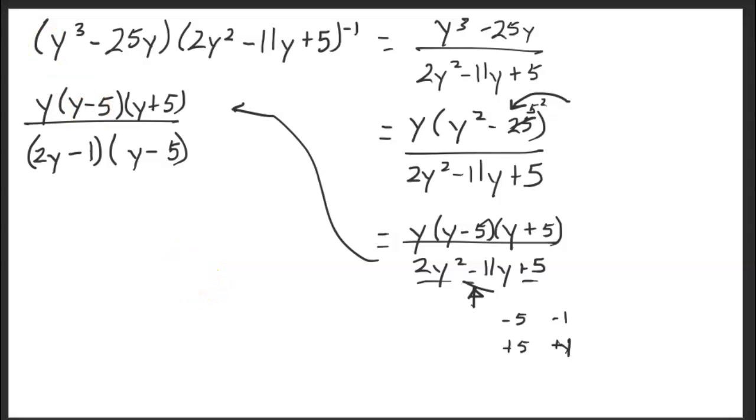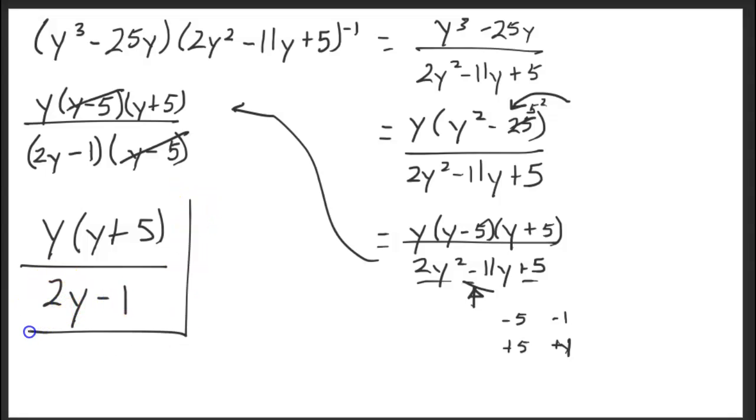Okay, so what can I do at this point then? Do I have any factors upstairs that are the same as factors downstairs? I do. Those can cancel, reduce to 1, literally. So on top then, what I have is y times y plus 5. And downstairs, what do I have? 2y minus 1. Okay? So there I have written the original expression as a rational algebraic expression, a fraction, in lowest terms. And I've reduced that fraction. Okay?